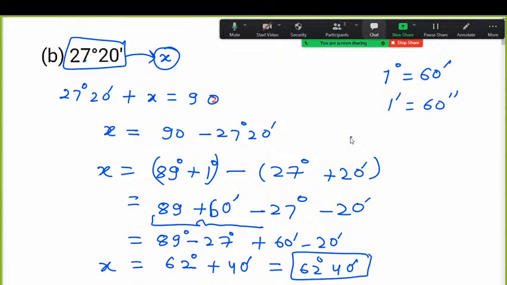You may get such a question, or maybe not, because in your syllabus maybe only degrees will be asked. But I have given this question so that you grasp this concept. It's a simple question.